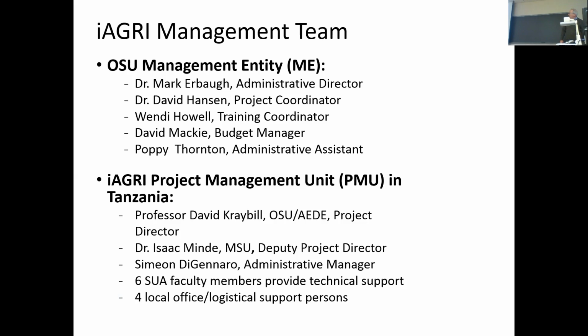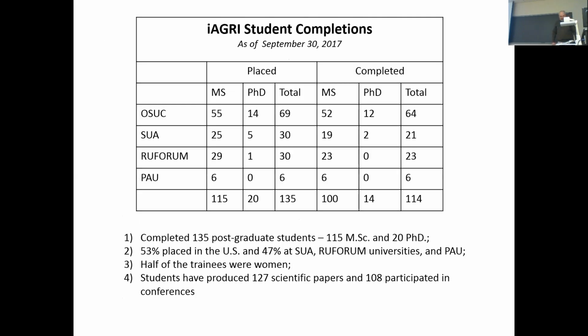Going out to some of the results, we did manage to train 135 people: 115 MS and 20 PhDs. All the trainees returned home. Some people say the problem is you bring students over here and then they won't return home. All our students returned home and are back there now.